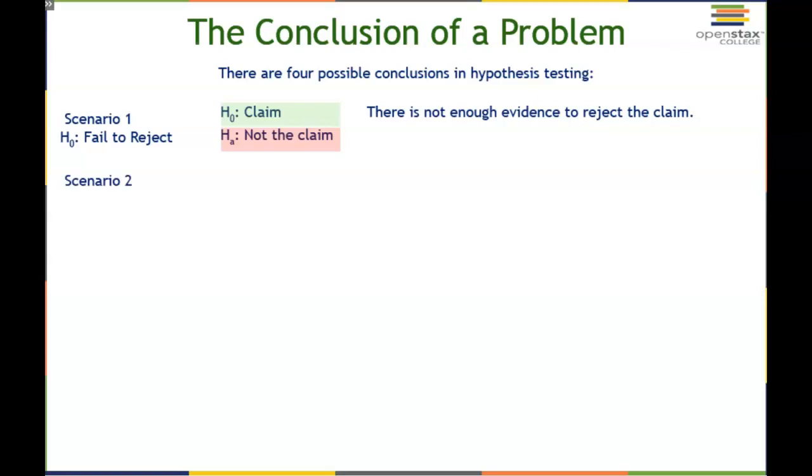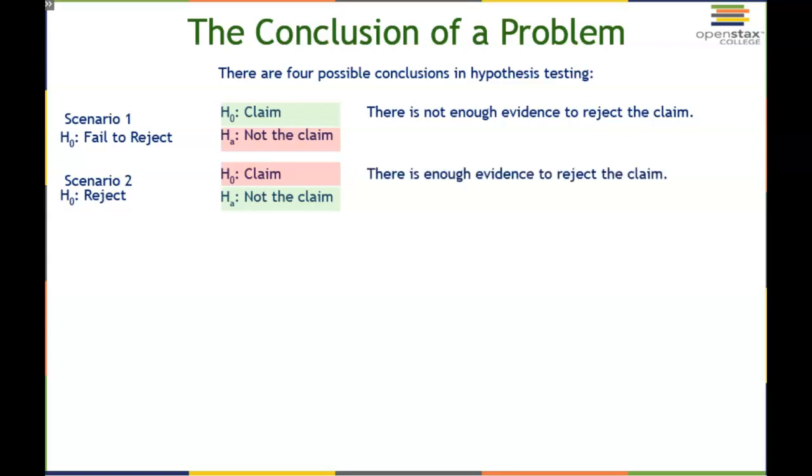The second scenario is when the test comes back and it wants us to reject H0. And our claim happens to be H0 as well. And our HA is not our claim. Because we rejected our claim, it's bad, and therefore HA is good. So there is enough evidence to reject our claim.